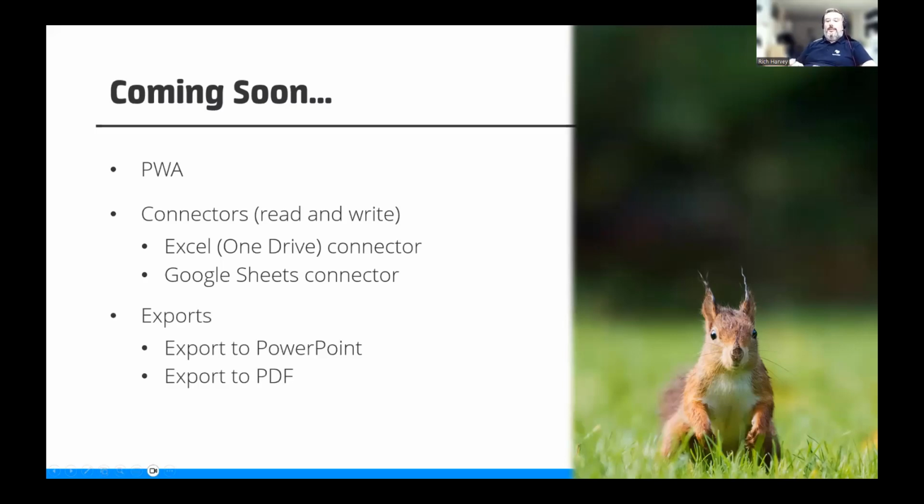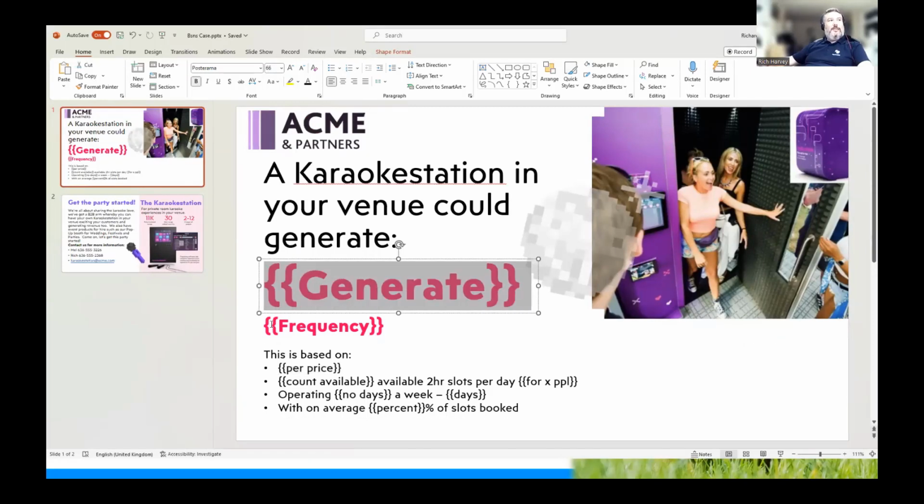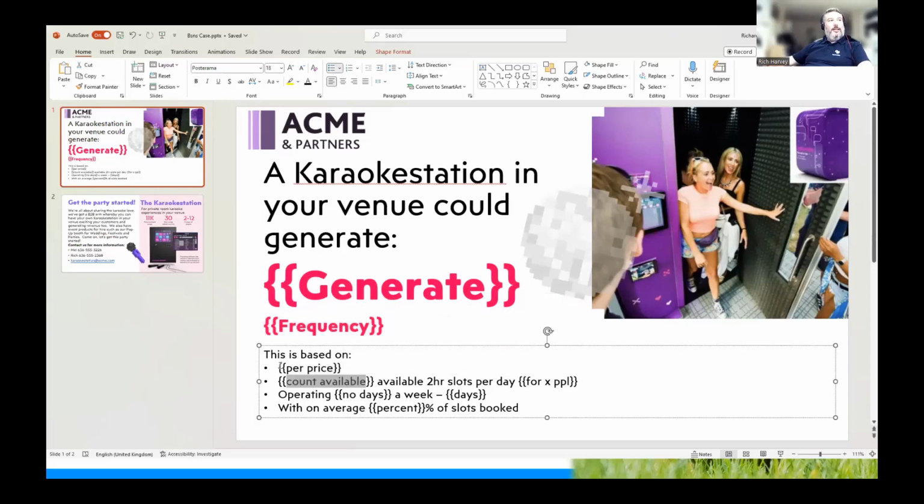And the last two pieces then is what Ziv was using and talking about, the ability to export from Squirrel. So export to PowerPoint, as Ziv mentioned, is where you build your PowerPoint presentation, for example this one here for our karaoke machine, and you place certain placeholders. We're using double curly braces as an indication for a placeholder, like per price, count, availability. And then what you would do in Squirrel is say, replace that per price with the value that I'm going to pass up from Squirrel.